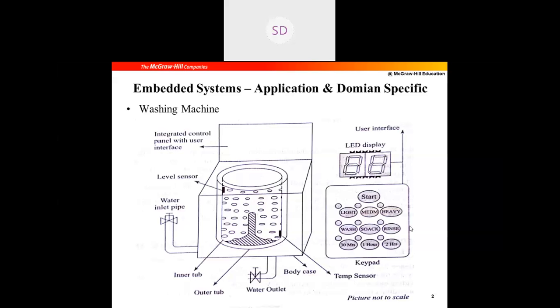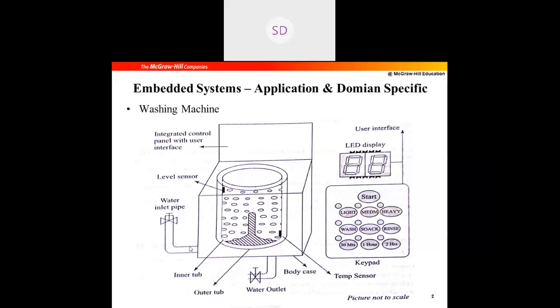Okay, so this is the basic block diagram we have for a washing machine. That is the control panel. We have level sensors, the water inlet, and the inner and outer tub for the rotation of the tub, as well as the outer water outlet over here, and different keypads and the LED display to show how much time is left. So all these are nothing but embedded.